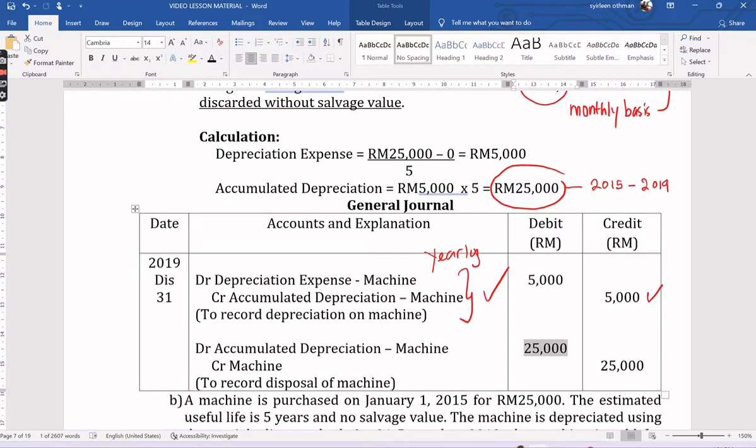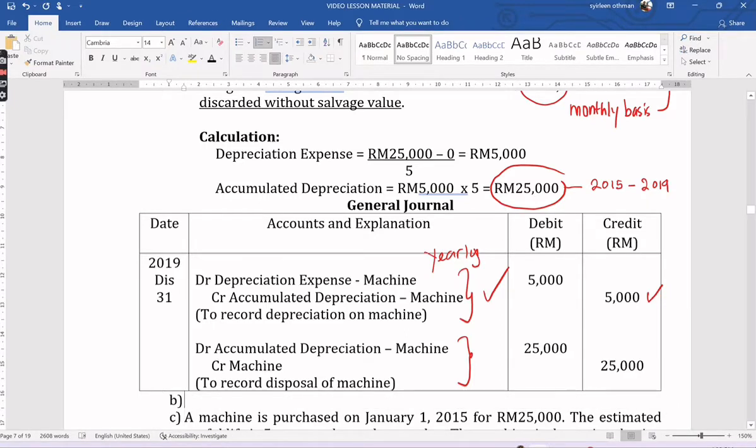Why? Because when we are using the yearly basis, the year of the disposal has no depreciation expense. So that means your accumulated depreciation is until 2018 only. That means your accumulated depreciation is only 20,000. So later when you make the disposal entry, there will be a difference between the original asset price and the accumulated depreciation value. So there you will see whether you get a loss or a gain. Okay, so that is when we are using monthly basis. So with monthly basis, you need to calculate the depreciation expense up to the date you dispose the asset. Okay, alright. And now we're going to look at B.